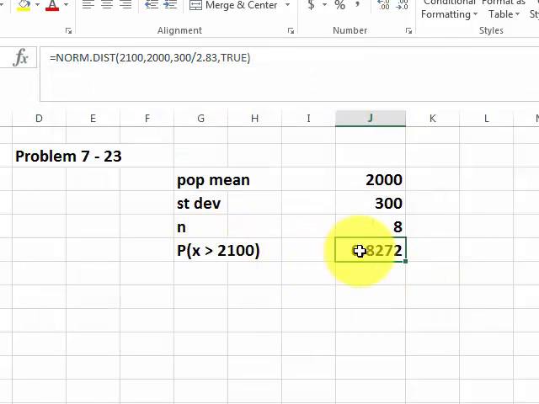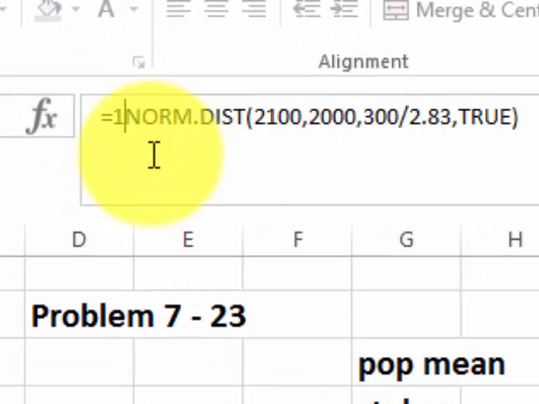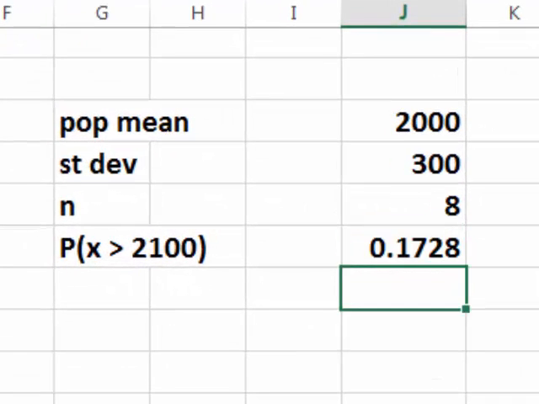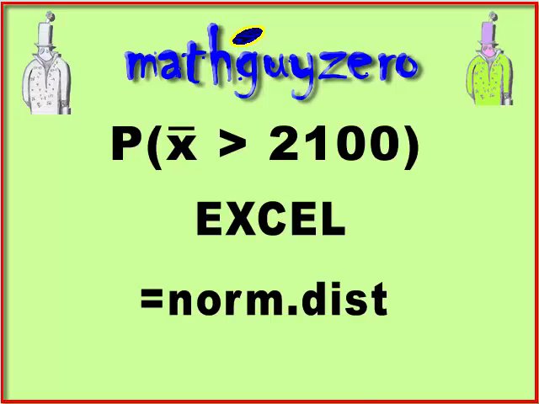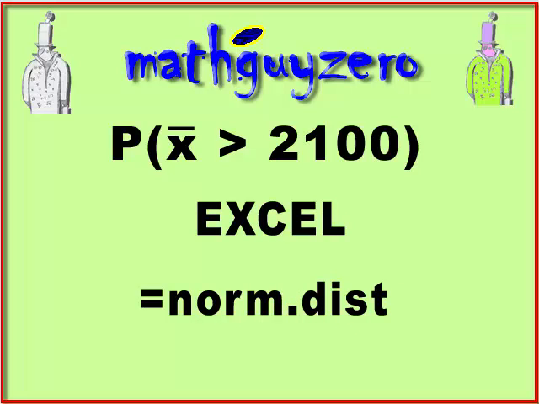And because we want greater than, we're going to go back into the function bar. Between the equal sign and the letter N, we're going to put 1 minus, enter. There's your answer. And let's make sure, yeah, it's pretty close. The reason is because we rounded to 2 digits, and Excel rounds to about the billionth digit. But that's it. MGZ, out.